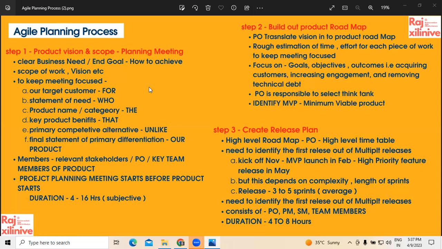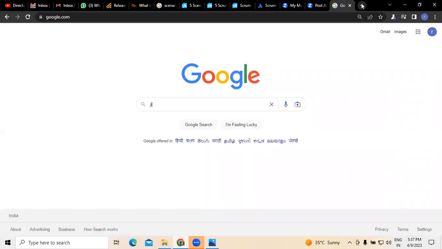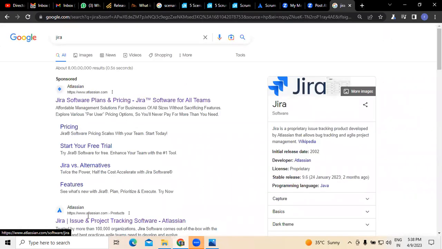Whatever product vision and scope a business owner or product owner wants has to be identified here in the first step. Once the product vision and scope is identified, a roadmap has to be created, the product roadmap. That's what the product roadmap stands for. This is how the product roadmap usually looks. We can see here. This is what the product roadmap is all about.